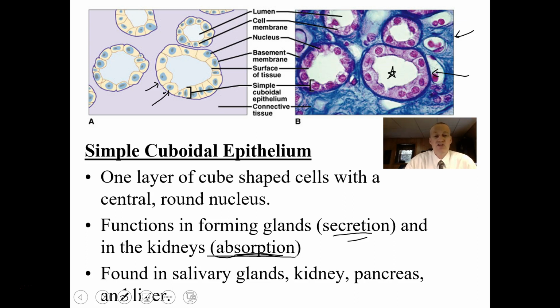So the simple cuboidal epithelium is also found in your salivary glands. It's found in your kidneys, your pancreas, and also the liver. So this is where you would find simple cuboidal epithelium. It's one of my favorite epithelial tissues to look at. It's a really interesting tissue.